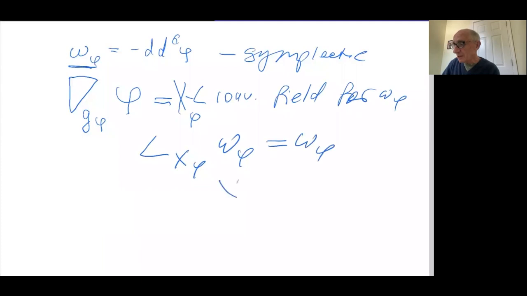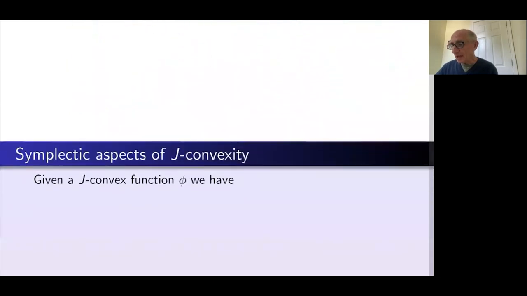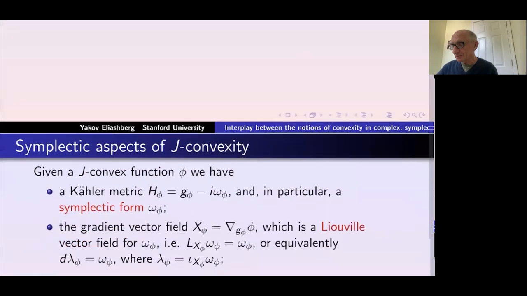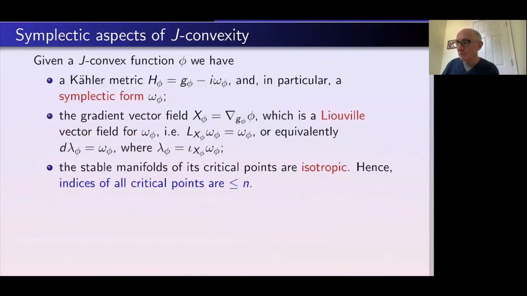So if you take the flow of this vector field, it just rescales our symplectic form. This is one thing. Then also, as Kai already said, when you take, for instance, a Morse critical point of a plurisubharmonic function, its stable manifold has index less than n, and stable manifolds are isotropic submanifolds. So in critical dimension, they are Lagrangian.